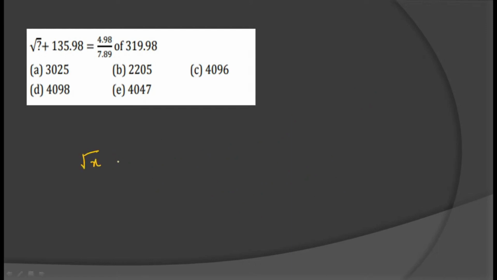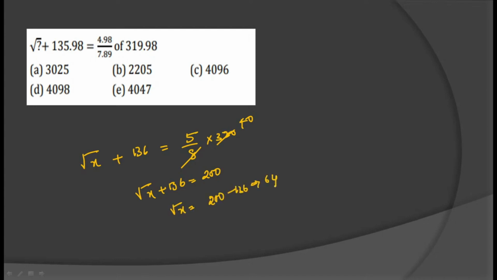Now the next value, see, under the root of x plus 136 exactly equal to 5 by 8 of 320. 8 40s is over. Root over x plus 136 exactly equal to 200. Now the root over x exactly equal to 200 minus 136 is equal to 64. Just find the value of 64 square here. So 6 square is equal to 36. So 2 into 6 into 4. 6 4s are 24, 24 2s are 48. Now the final value, 4 square is equal to 16. Here it's 4096.